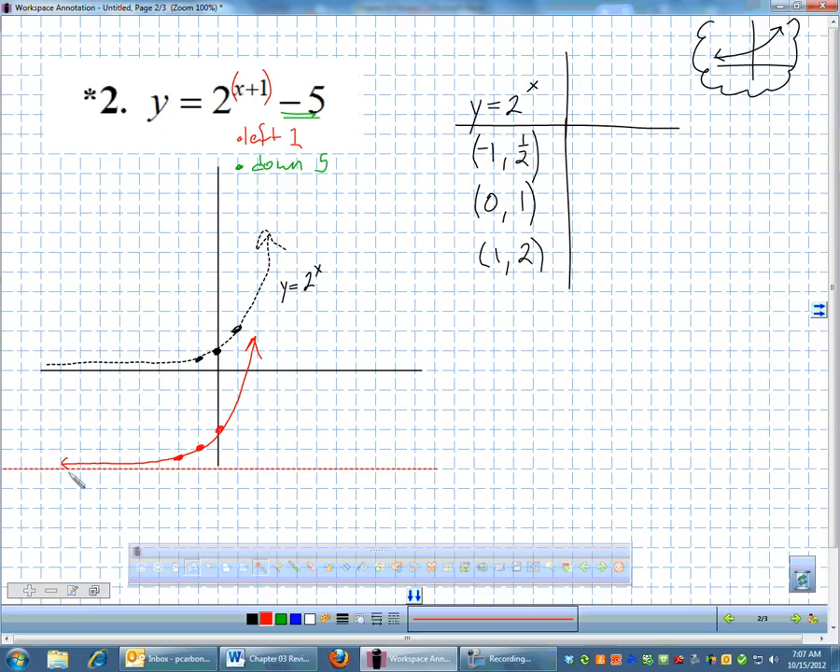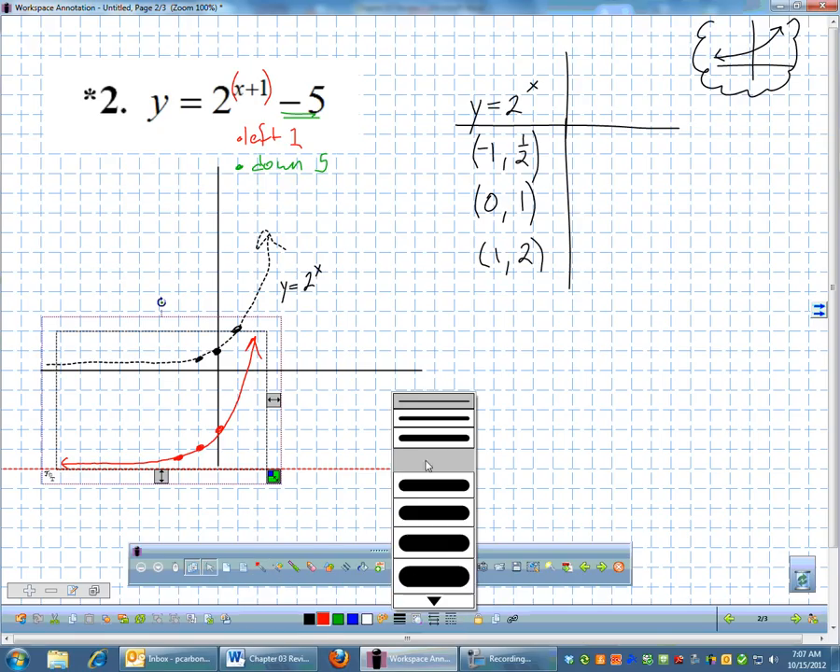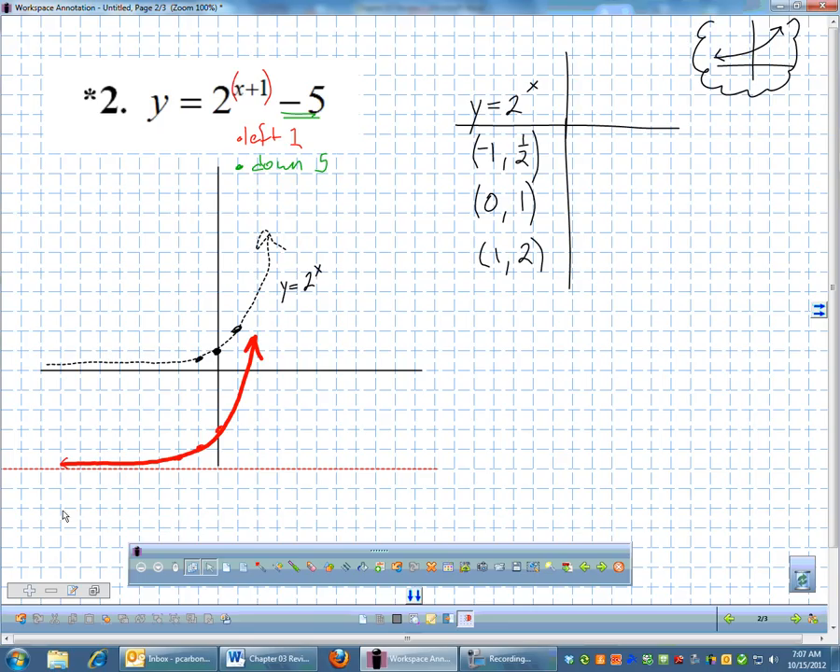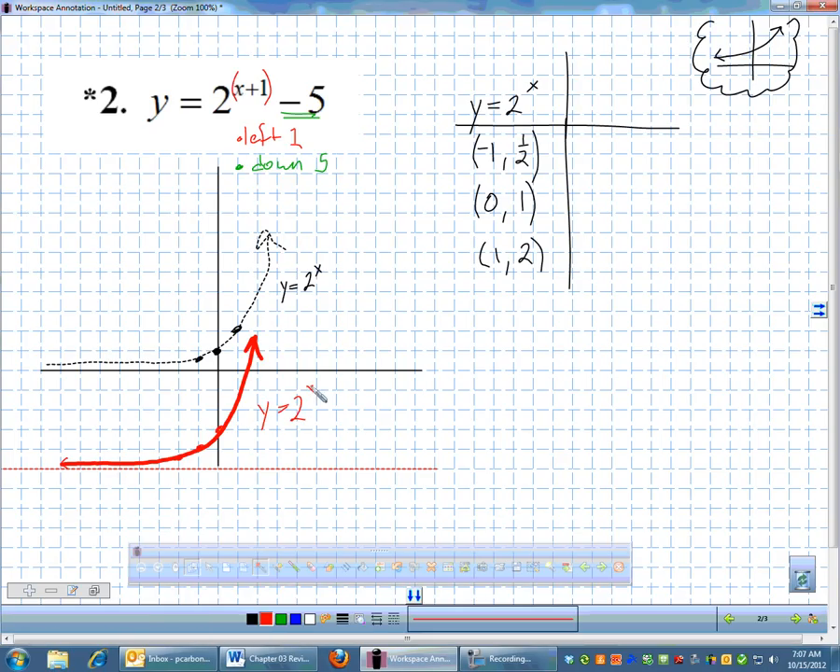So there's what the new graph is going to look like. I'll make that a little bit bolder so you can see it better. There. That's the new graph: y equals 2 to the x plus 1, all minus 5.